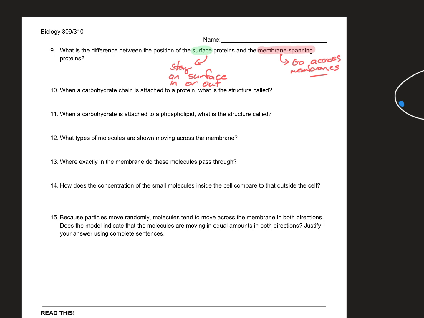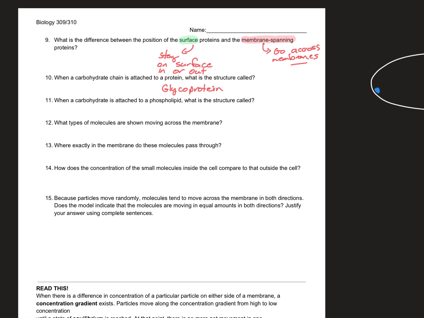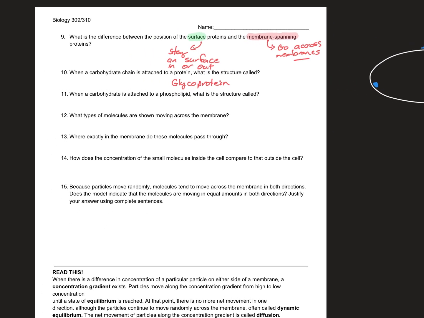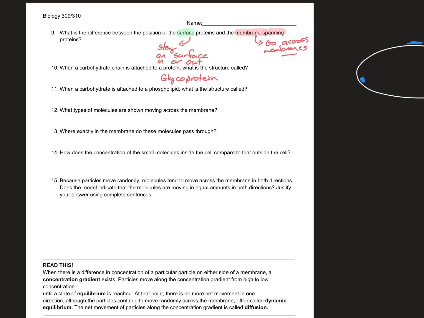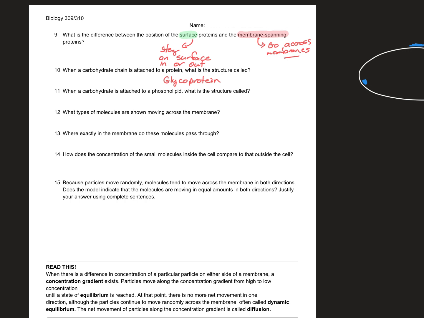When a carbohydrate chain is attached to protein, what's it called? It's a glycolipid. The protein? Oh, glycoprotein. Sorry, yes, my bad. So you have some protein, and it's covalently bonded to sugar. I'm not going to draw it, but just so you know, you have a protein with a sugar on it. And the sugar can be a whole chain of sugars, right? We know they can be a polysaccharide, oligosaccharide, what have you. When the carbohydrate is attached to phospholipid, what's it called? It's a glycolipid. Glyco, again, is sugar. What types of molecules are shown moving across the membrane? Small, nonpolar.